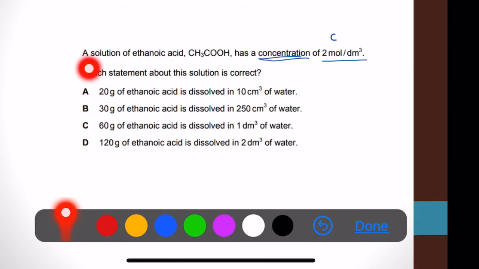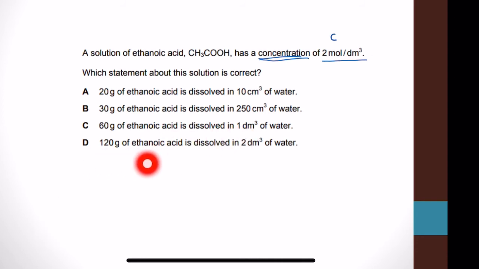Next question is, a solution of ethanoic acid has a concentration of 2 mole per cubic decimeter. Which statement about the solution is correct? We are given different options. 20 gram ethanoic acid is dissolved in 10 cubic centimeters of water. 30 gram in 250 cubic centimeters of water. 60 gram in 1 cubic decimeter. 120 gram in 2 cubic decimeters.